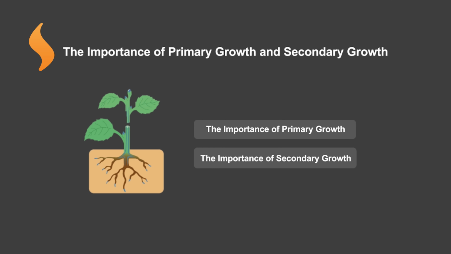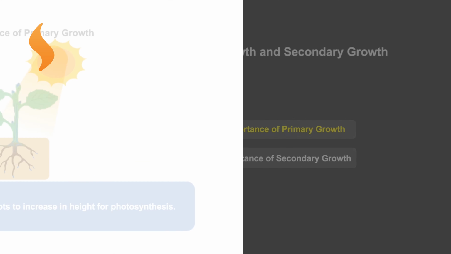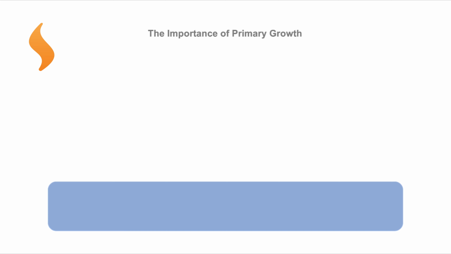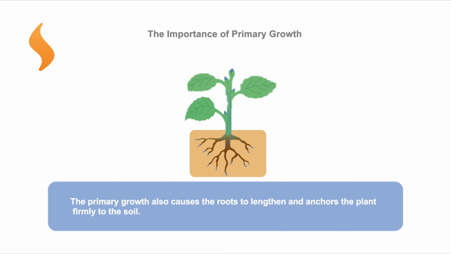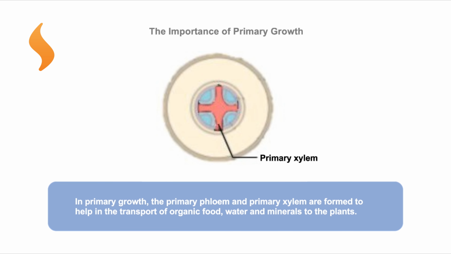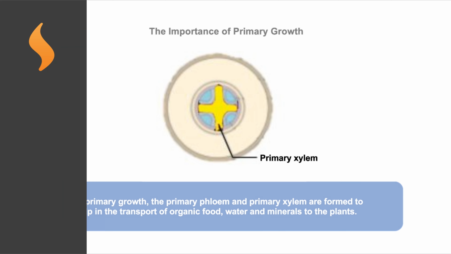Here is the importance of primary growth and secondary growth. We will first look into the importance of primary growth. Primary growth causes the shoots to increase in height for photosynthesis. It also causes the roots to lengthen and anchors the plant firmly to the soil. In primary growth, the primary phloem and primary xylem are formed to help in the transport of organic food, water, and minerals in the plants.